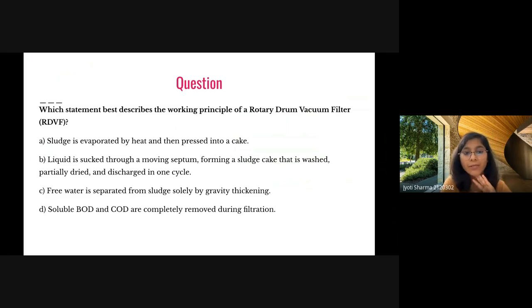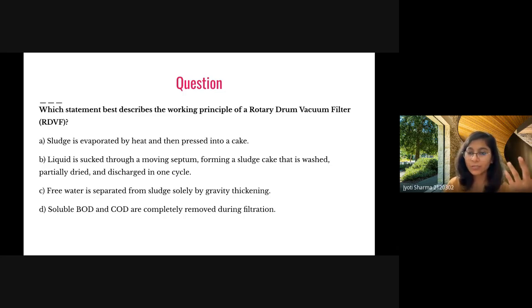Sludge is evaporated by heat and then pressed into a cake. Sludge is sucked through a moving septum, forming a sludge cake that is washed, partially dried, and discharged in one cycle. Free water is separated from sludge solely by gravity thickening. Soluble COD and BOD are completely removed during filtration.